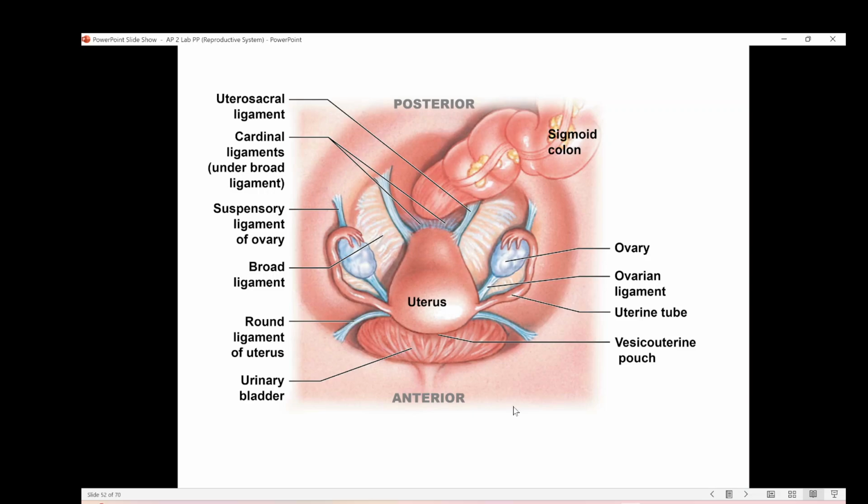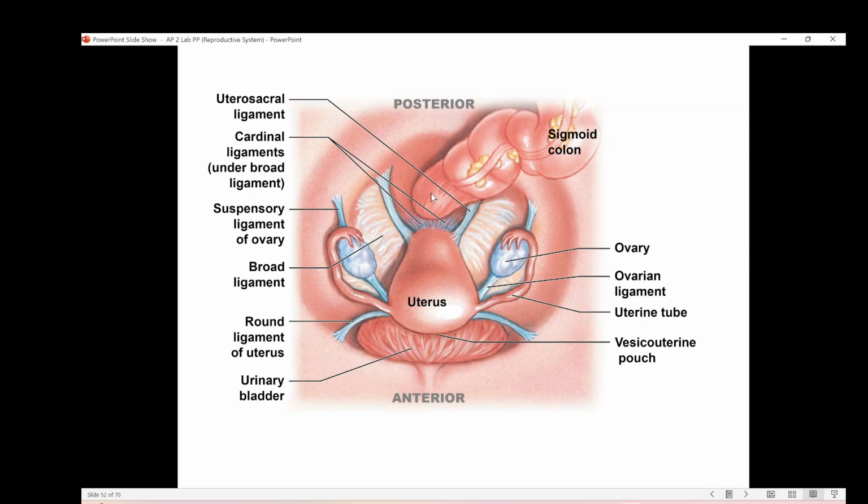This is an interesting picture. This is a picture where we're actually looking down into the female pelvis. It's kind of like a superior view, looking down into the female pelvis. You can see here it's anterior. Here's the bladder, urinary bladder. Right behind it is the uterus. And then right behind that is the rectum, right? This would actually be the rectum over here.